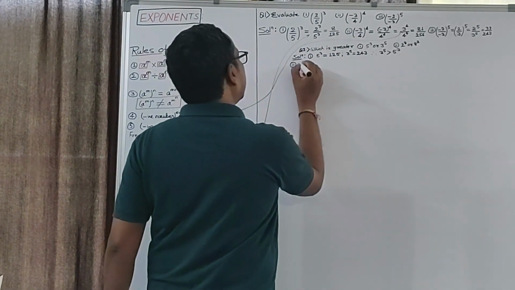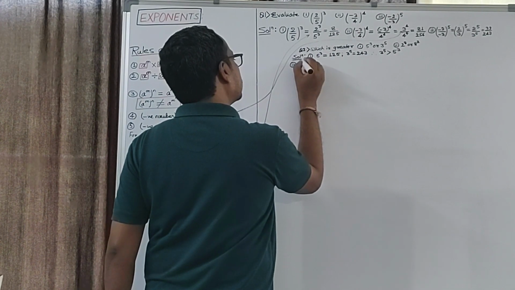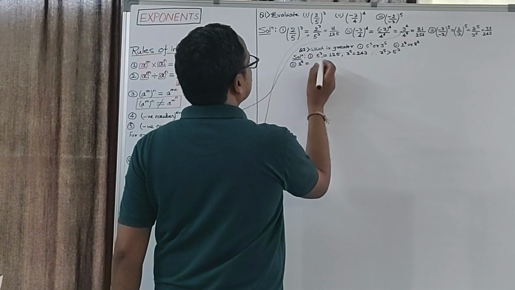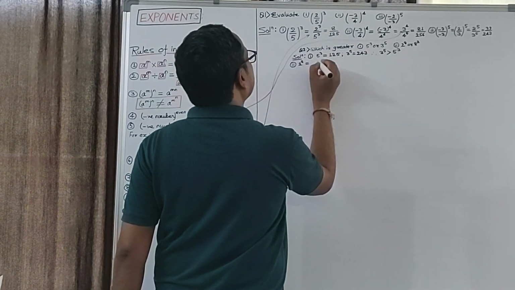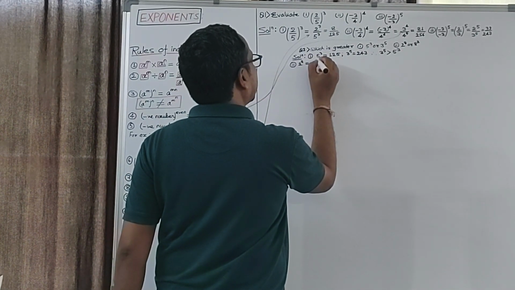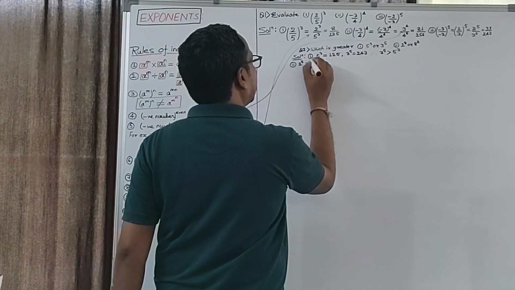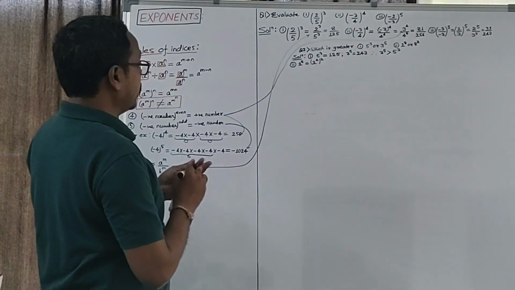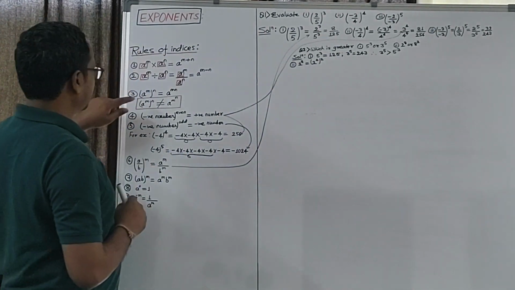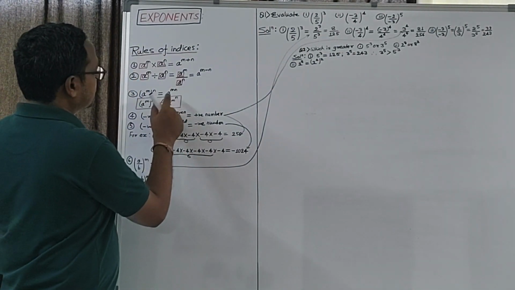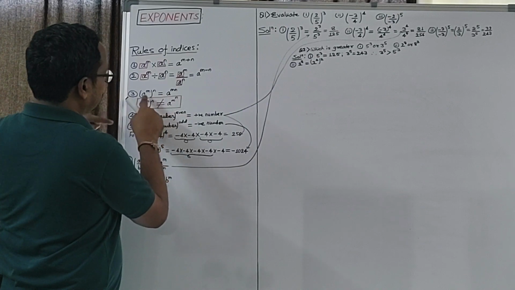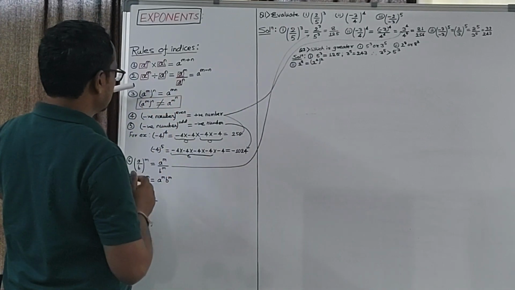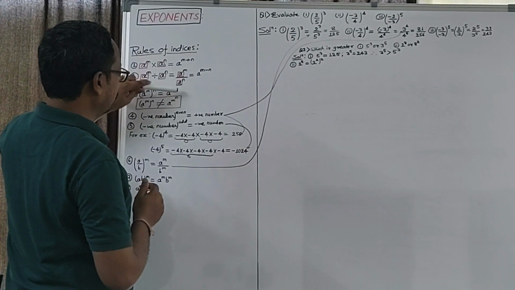2 raised to the power 8, we can solve it. I can solve it in this way. I can write 2 raised to the power 4 and then square it. Because what I'm using here is, see, a raised to the power mn: if this is true, then the reverse is also true.